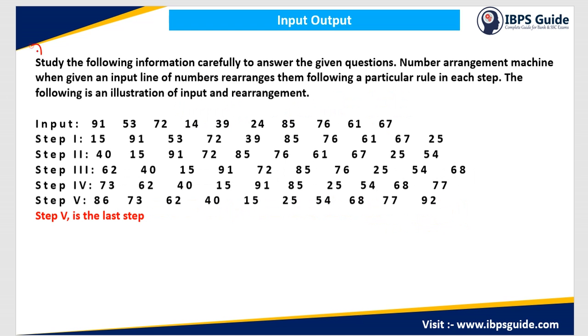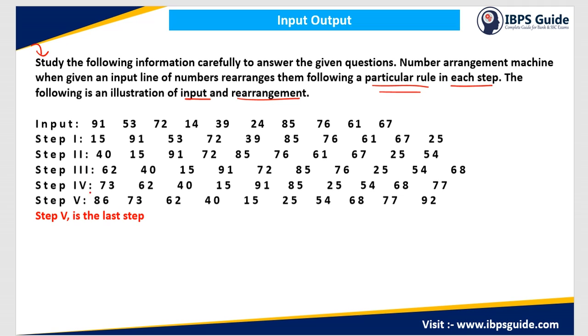So the direction of the question is like this. Study the following information carefully to answer the given questions. Number arrangement machine, when given an input line of numbers, arranges them following a particular rule in each step. Okay, so basically we are given numbers as the input, and this number arrangement machine is arranging those numbers using a particular rule. Okay, aapke paas kya hota hai, input mein kuch number hai, aur ye jo number machine hai, ye aapka kya karta hai, alag alag step mein aapke numbers ko arrange karta hai using a particular rule. Okay, the following is an illustration of the input and the rearrangement.